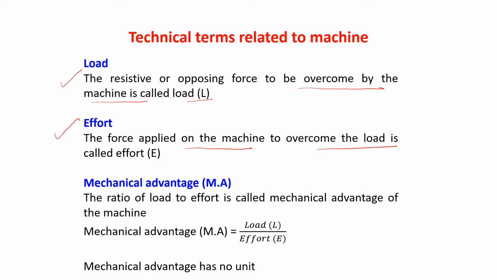The load is denoted by L and effort is denoted by E. Mechanical advantage: the ratio of the load to effort is called mechanical advantage. Mechanical advantage is written as MA. It is load by effort. Load is also a force, effort is also a force. So there is a ratio between these two forces, load and effort. So mechanical advantage has no unit, because load and effort cancel each other.